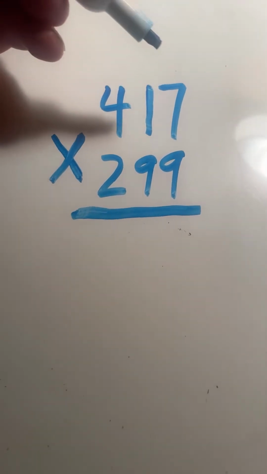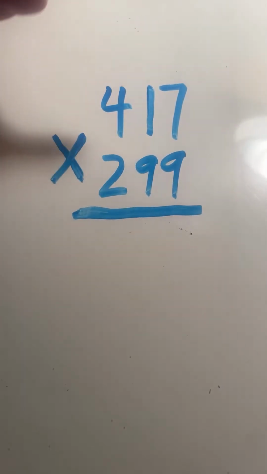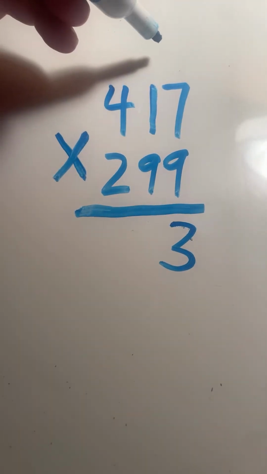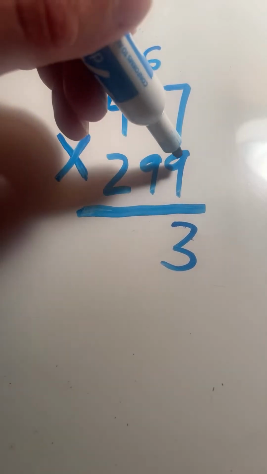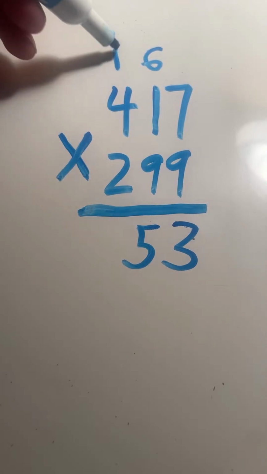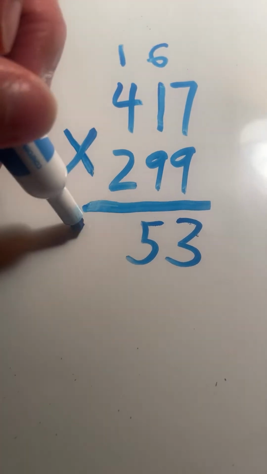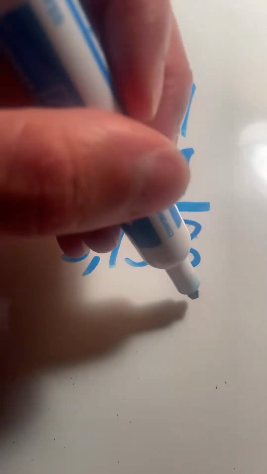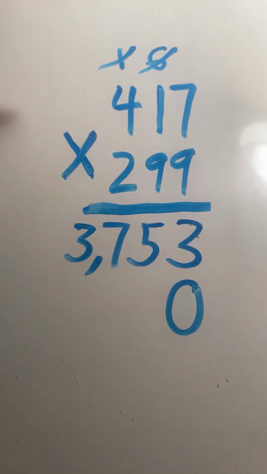All right. 417 times 299. 7 times 9 equals 63. 3 carry the 6. 1 times 9 equals 9, plus 6 equals 15. 5 carry the 1. 4 times 9 equals 36, plus 1 equals 37. All right, putting a 0 in the ones place since both digits in the ones place have been multiplied.